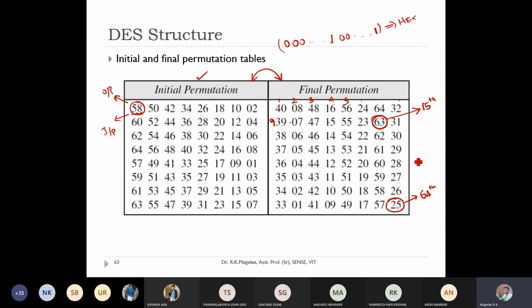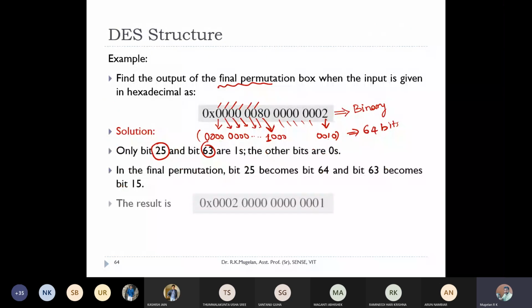So what will be the output? Wherever I'm not finding these values, there are no ones. In the rest of the places I don't have any ones. So I'll start with 0, 0, 0, and keep on writing zeros up to 14 zeros. I'll place my 1 here, then keep on writing zeros, and here also zeros will be there until I reach the 64th bit where I'll place a 0. So if I convert this back into hexa after writing this, you'll get the output as 002.